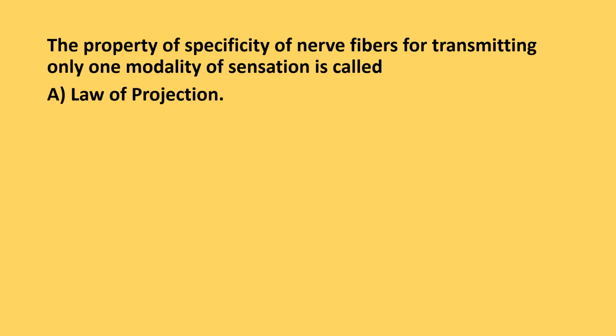Option A, law of projection. Law of projection means that in the sensory pathway from the receptor to the sensory cortex, if you stimulate any place in the pathway, the sensation is felt at the location of the receptors. This is important for the phantom limb.